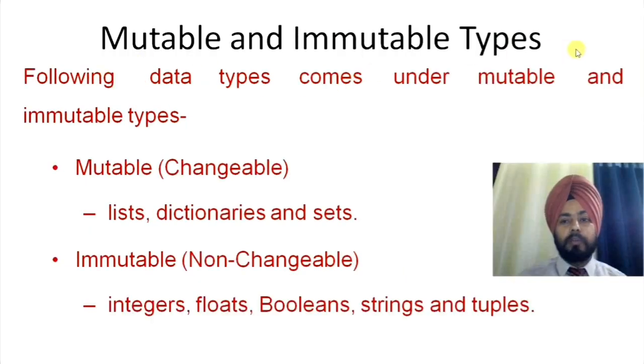Mutable and immutable data types. The following data types come under mutable and immutable types. Mutables are the changeable data types, which means we can make changes in them. Mutable data types are lists and dictionaries. Immutable are those data types in which we can't make changes. Examples of immutable types are integers, floats, Booleans, strings and tuples. We can't make changes in these data types.